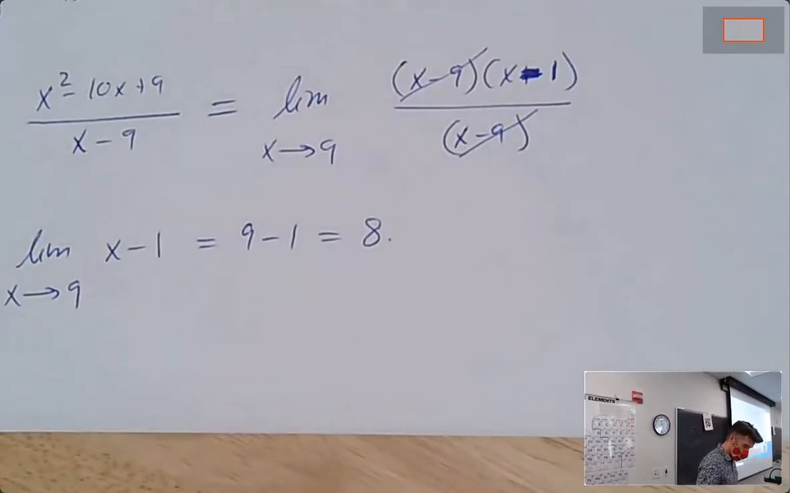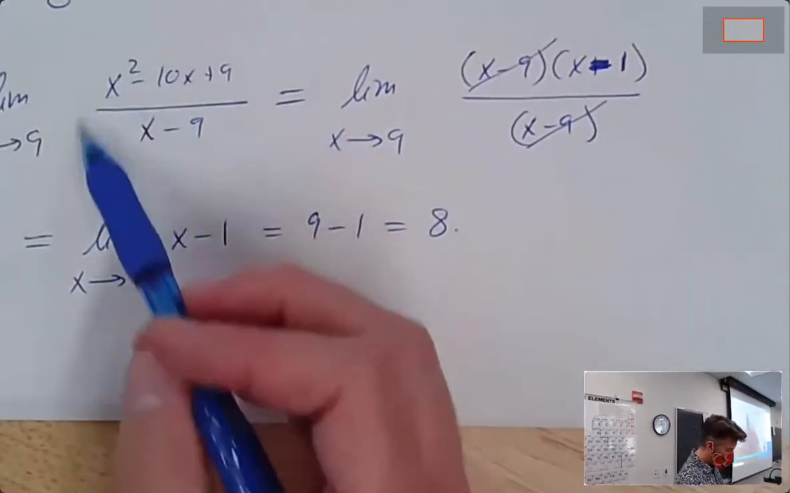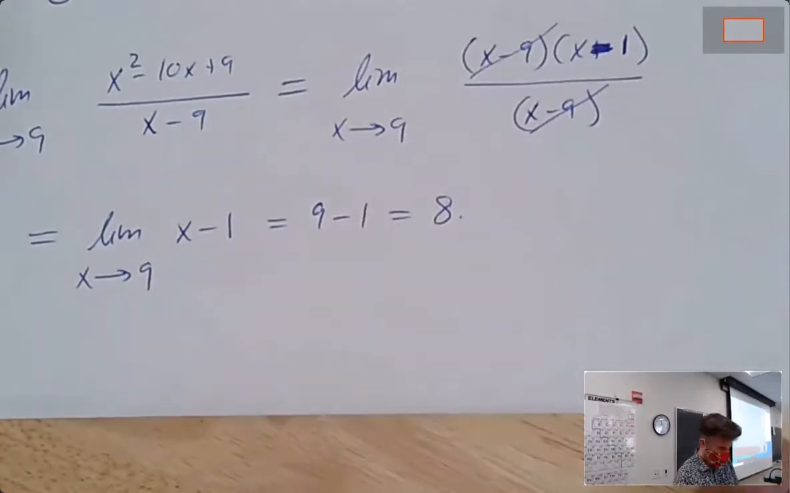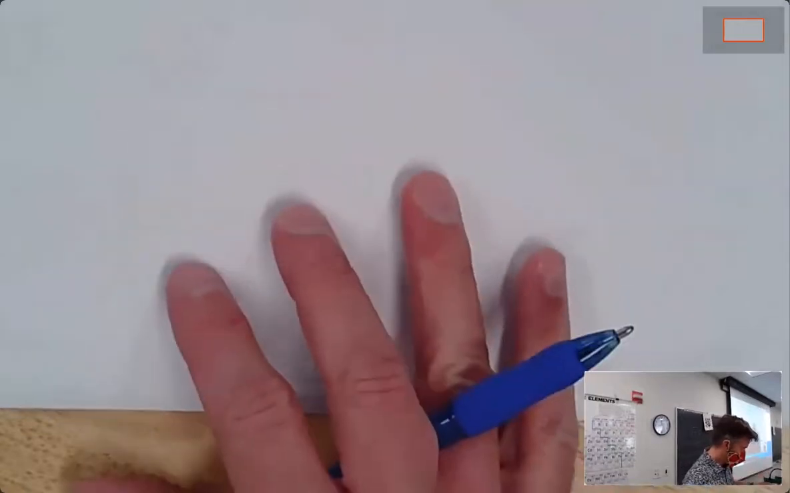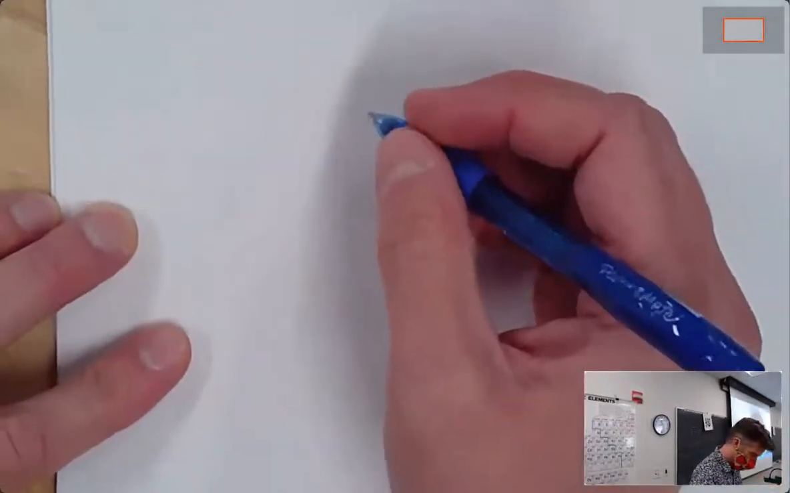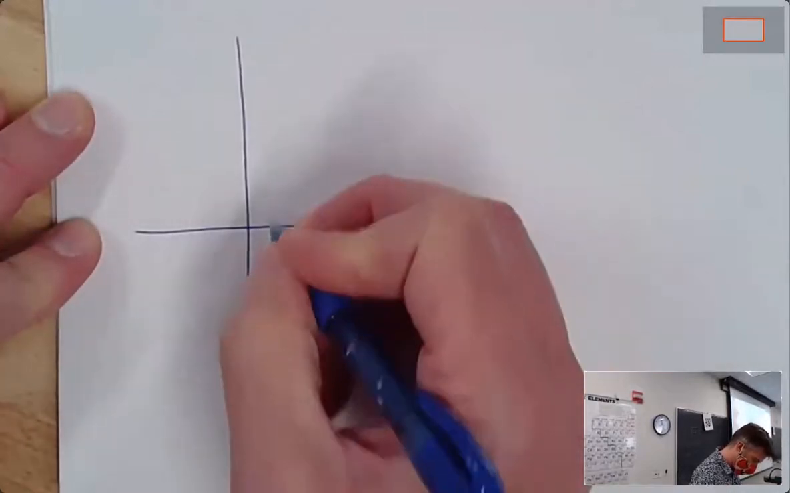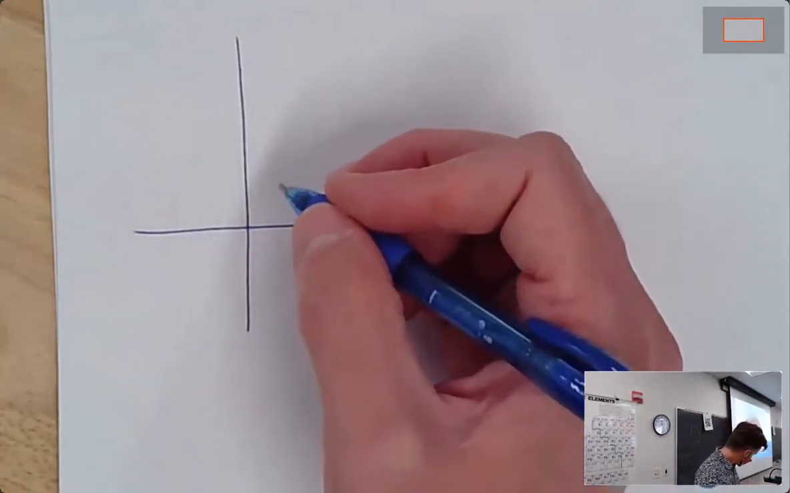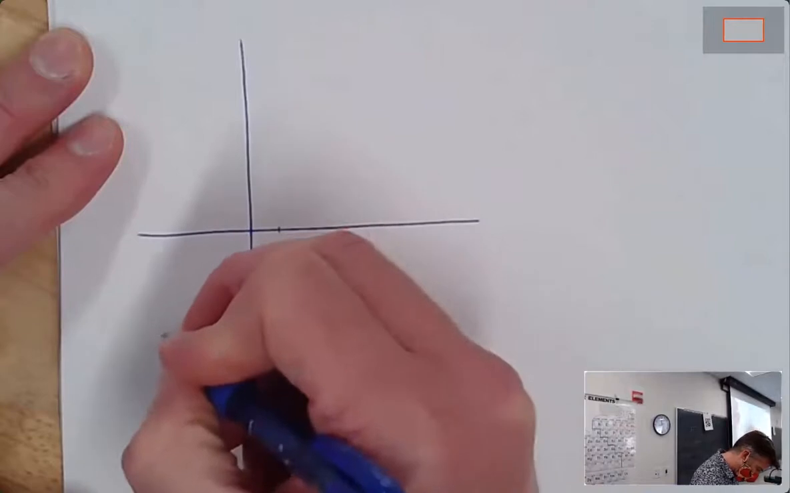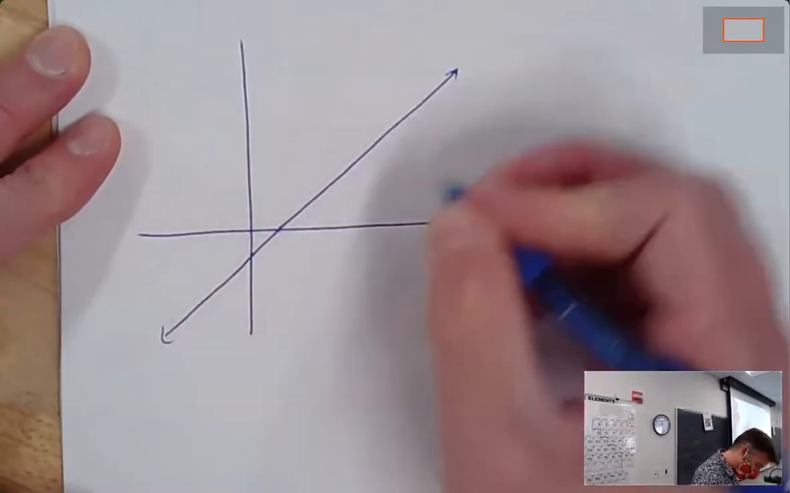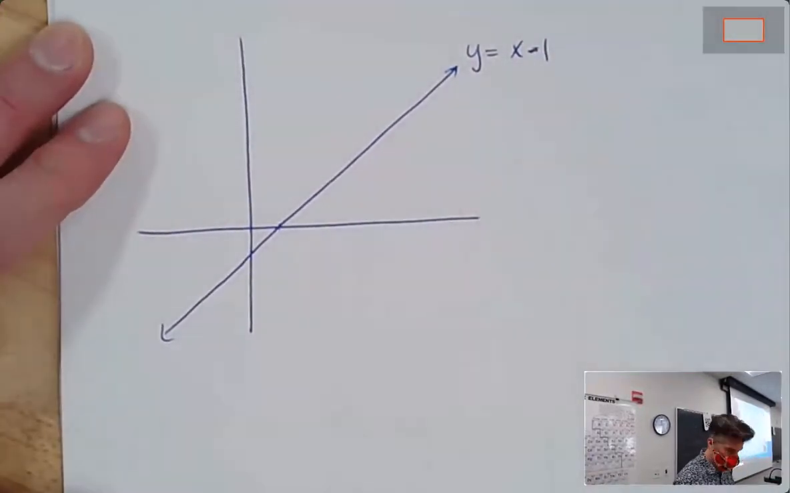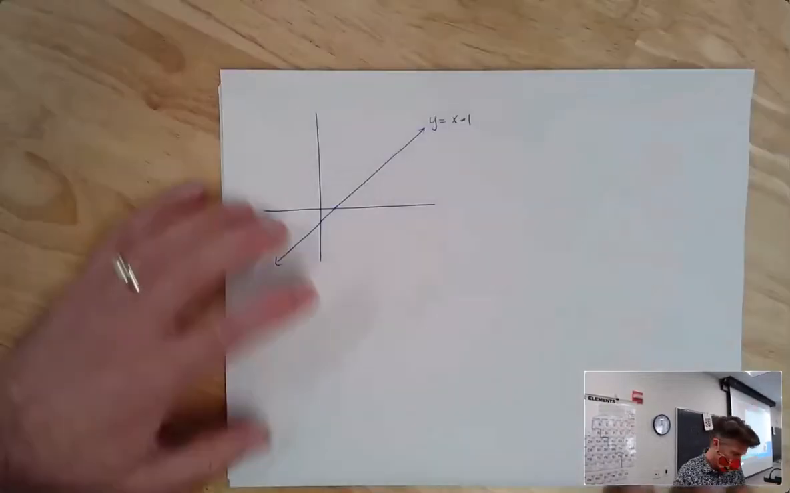Here's what I want to say. This function here is not actually equal to x minus 1. It is most of the time. Well, let me show you the difference. We'll come back to that. So here's y equals x minus 1. And here's the other function. I'm going to zoom out for a minute. I want to be able to show you both things at once.